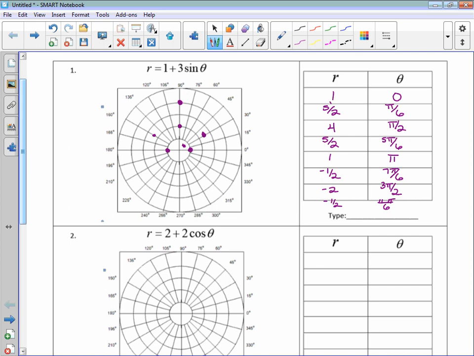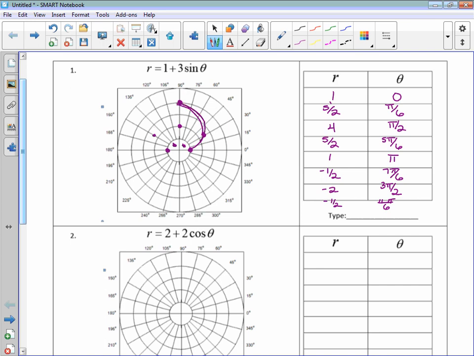All right, then negative a half, 11 pi over 6. That's going to be right in there. Okay, so if you just look at those dots, those are some odd looking dots, aren't they? So we are going to connect them in order. So I start with a 0, come around 1 and 30 degrees there.